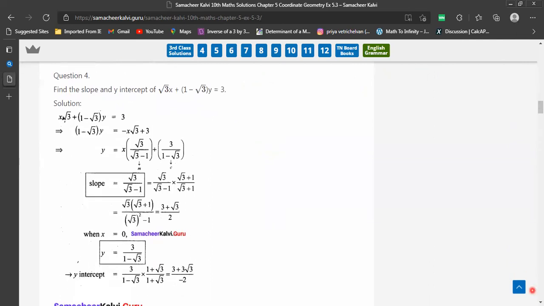It's question number 4. Find the slope and y-intercept of root 3x plus 1 minus root 3y equal to 3. So again, they're asking about the slope and y-intercept only. So just try to rewrite your equation in the form of y is equal to mx plus c. Okay. Can you try to rewrite this in the form of y is equal to mx plus c? Can you try?